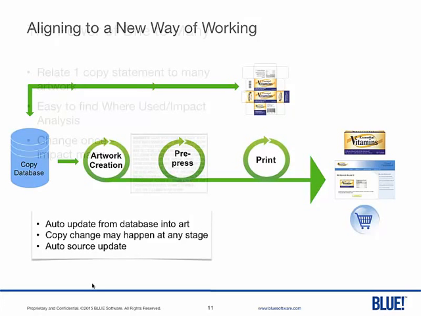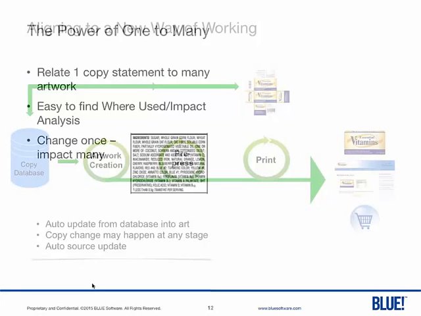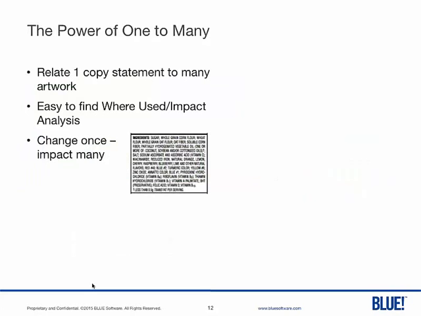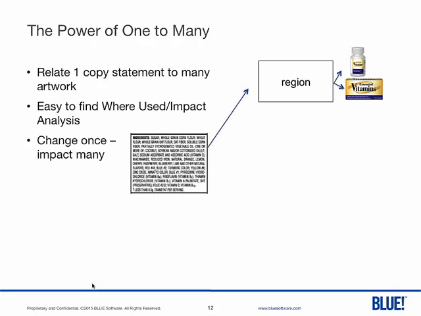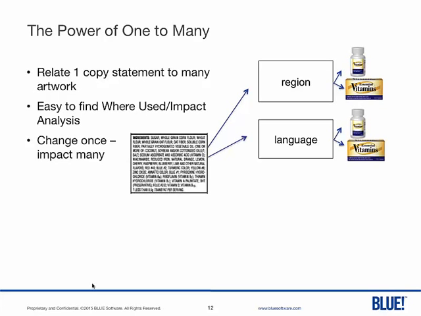So another key piece of this equation is, I'll call it this power of one to many. And if you see in the middle of the page here, we have this ingredient panel. And this ingredient panel, or it could be a claim statement or a product description or storage instructions, whatever the case is, but this statement could be used in multiple regions. You could have it translated in multiple languages across different sizes of your products and across different lines.